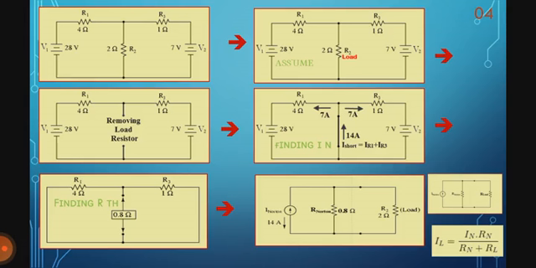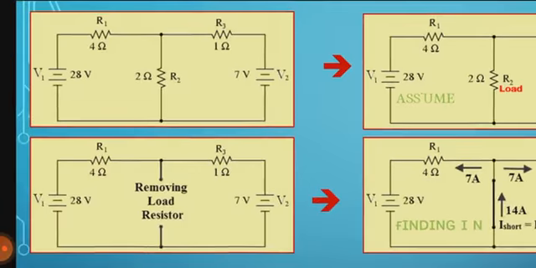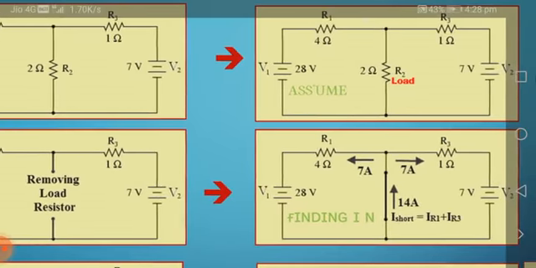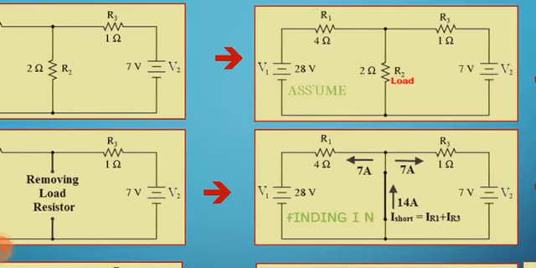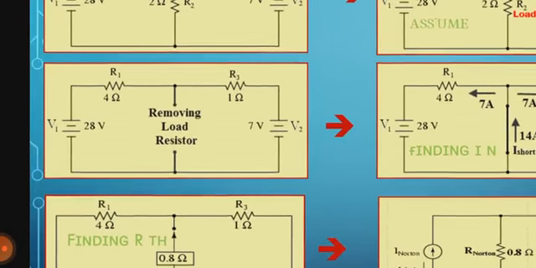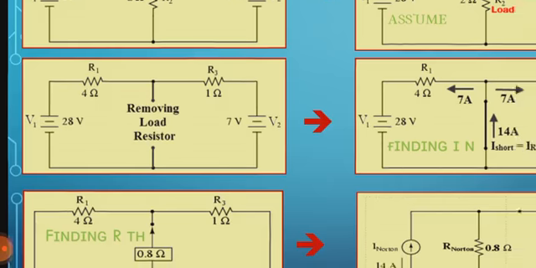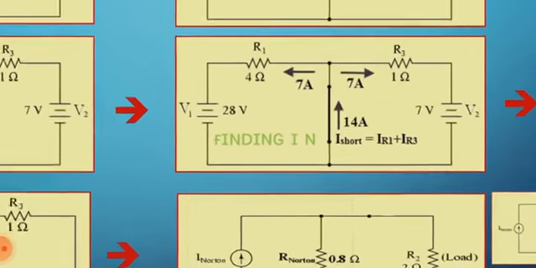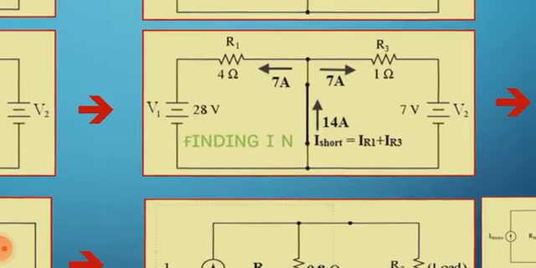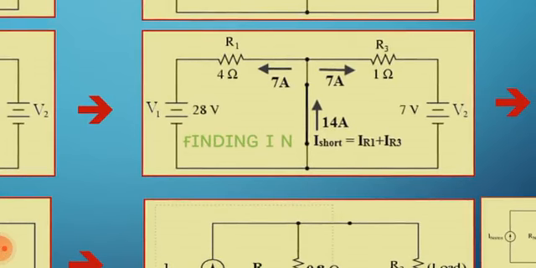And now we will see a small example problem. Here we can see in the first step, this is the question problem, and here we are assuming 2 ohm is a load resistance and remove that load resistance. And here we can see we have to find IN. In the first loop, current passing is 7 ampere and in the second loop, current passing is 7 ampere in the opposite direction. So overall current IN is 14 ampere.